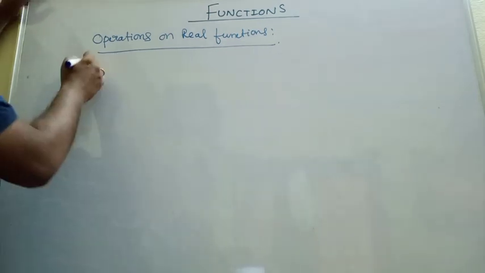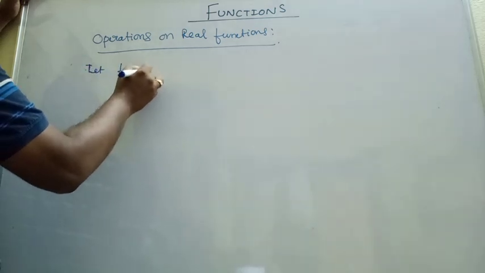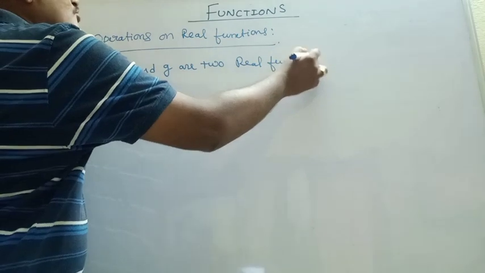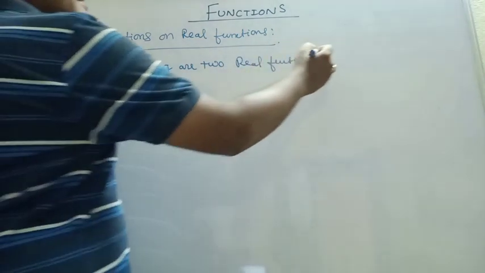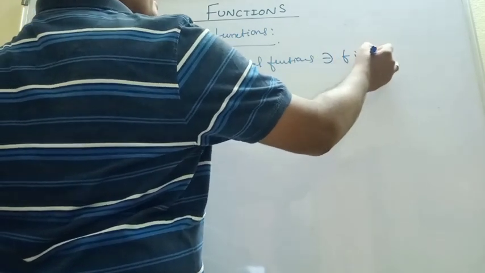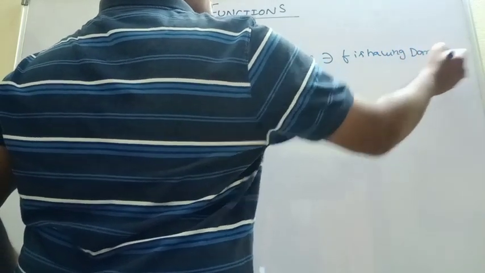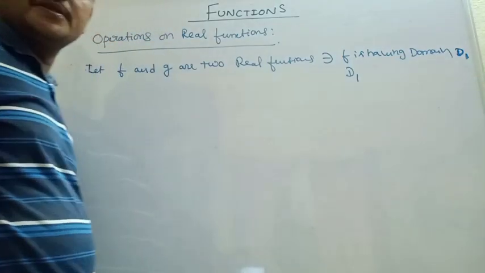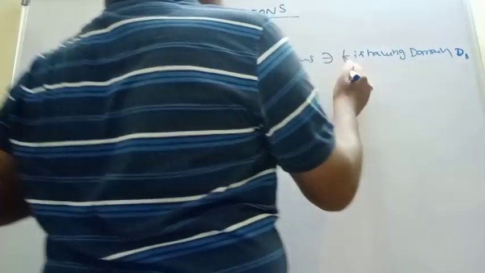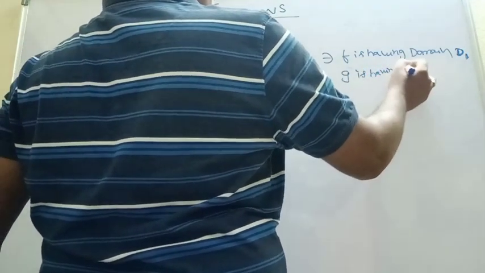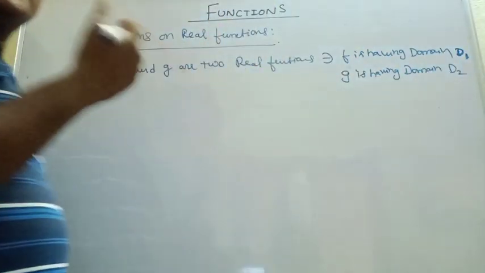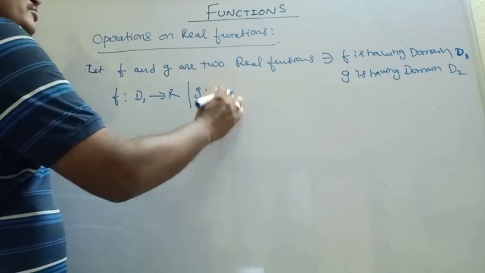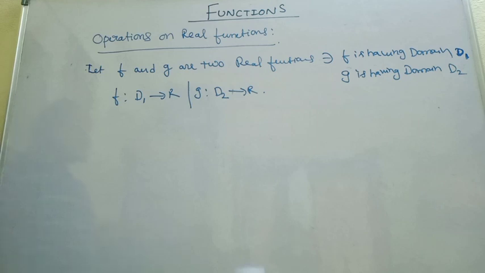Now operations on real functions we have here. Let f and g be two real functions, right? That means domain and codomain are both subsets of real numbers. F and g are two real functions such that f is having domain D1, and g is having domain D2, and the codomain may be anything. It means f is a function from D1 to some real numbers, and g is a function from D2 to real numbers. These are two functions having domain D1 and domain D2.